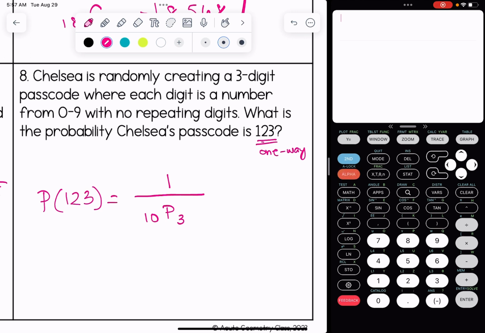All right, so let's calculate this. So this is 1 over 10P3. Hit enter, and I'm going to turn this to a fraction. And I get the probability of her passcode being 123 is 1 over 720.